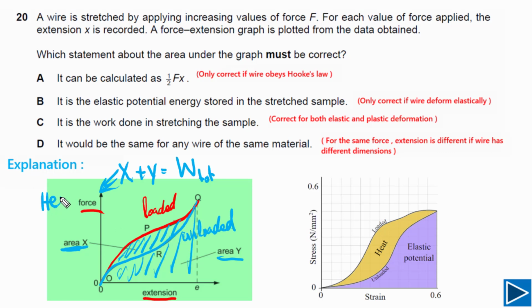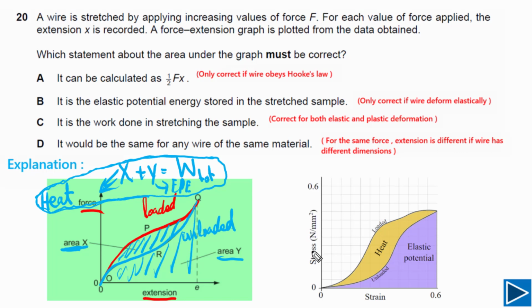is equal to the amount of thermal energy produced, or simply the amount of energy converted into heat energy. And the area under this unloaded curve, area Y, represents elastic tension energy, the amount of energy stored in the wire, and also the amount of energy that will be recovered when we remove the force. So this is a very important point you need to understand about this curve. There will be a lot of questions about this, and you will see questions on this curve every year in past papers, especially in paper 1.